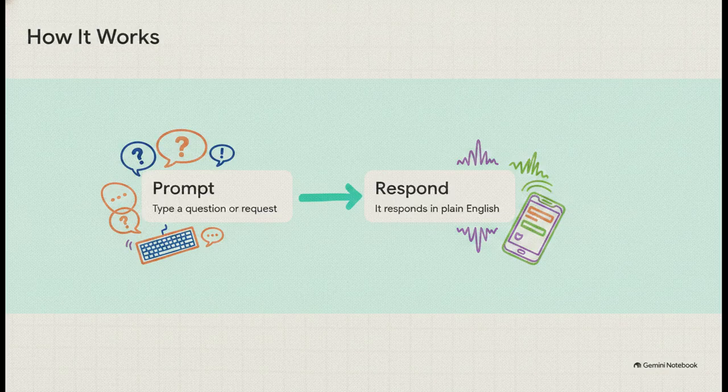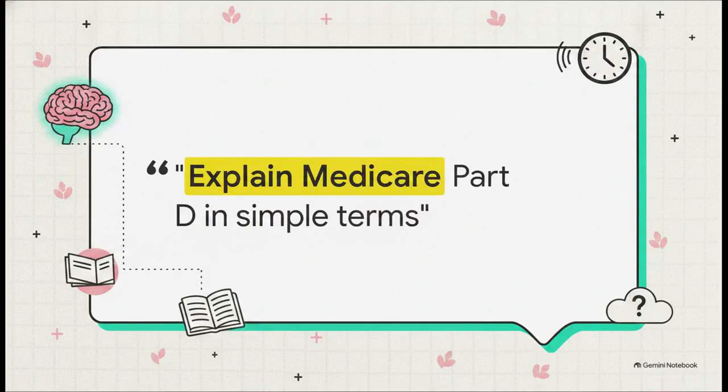Now, in the AI world, this request is called a prompt, but honestly, think of it exactly like texting a question to a really knowledgeable friend. Step 2, it responds to you in plain, easy-to-understand English. That's the whole shebang. It's just a conversation. You ask, it answers.